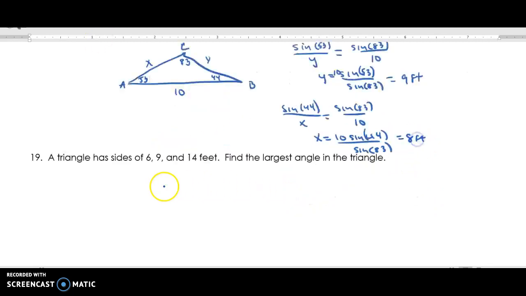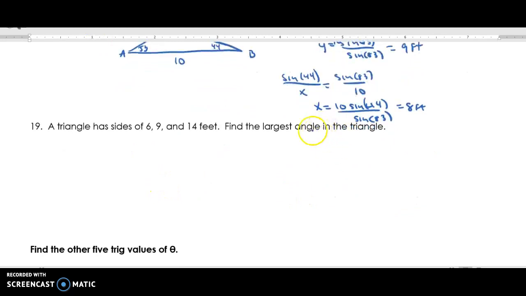Okay. Next one, a triangle has sides 6, 9, and 14. Find the largest angle. If I go to find the largest angle here, we have A, we have B, we have C. All right, and I'll say 6, 9, and 14. But you know angle B is going to be the largest angle because it's opposite the longest side. So we're going to have to use law of cosines here. B squared equals A squared plus C squared minus 2AC times the cosine of angle B.